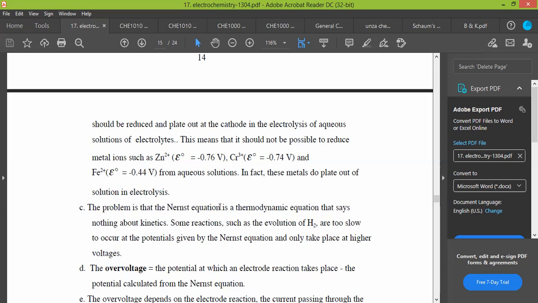That's why, to answer these questions, you will need the knowledge of kinetics, where we start looking at the rates of reactions, how fast the reaction is happening, what is the rate determining step in the reaction, and all that. So this is what the Nernst equation's limitations actually are.